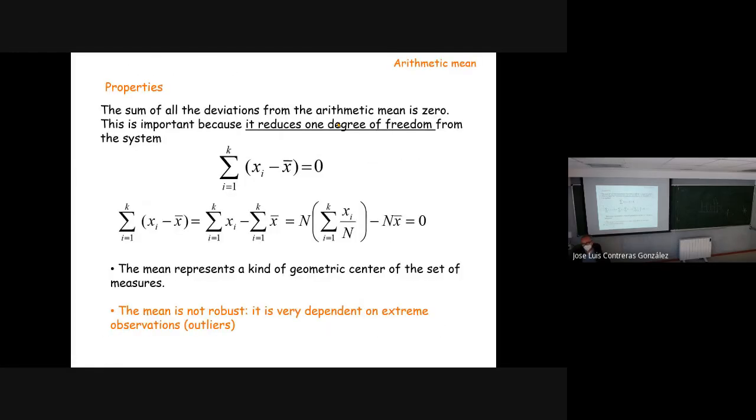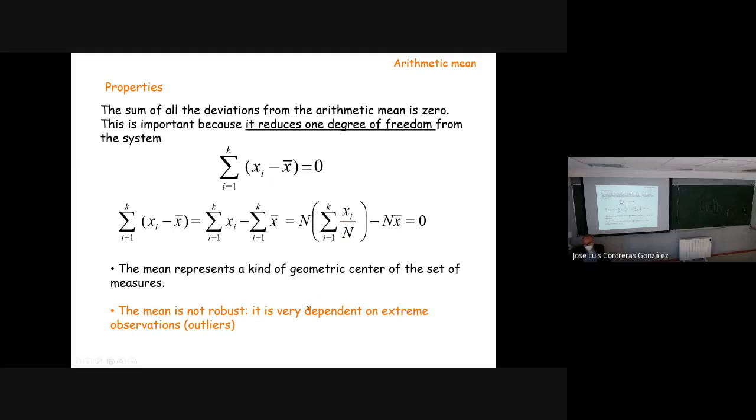What are the properties of the mean? Well, first of all, if you sum the deviations of all values with respect to the mean, you get 0. This is just showing that the mean is somehow in the center. So if you sum all the deviations, you get nothing. So it will have some implication in what we do later. This is the proof of it.